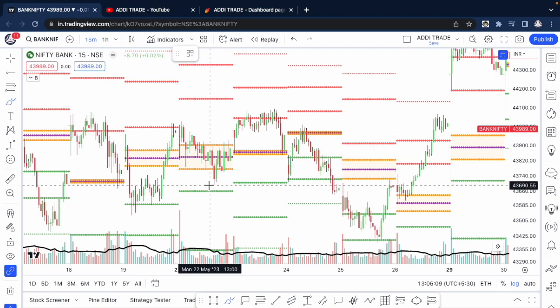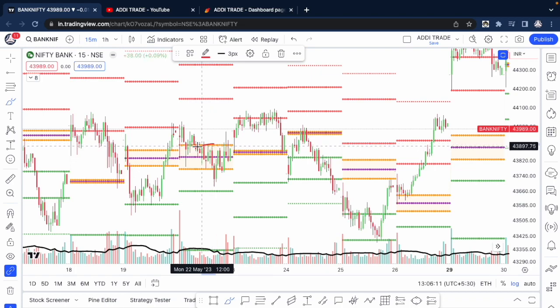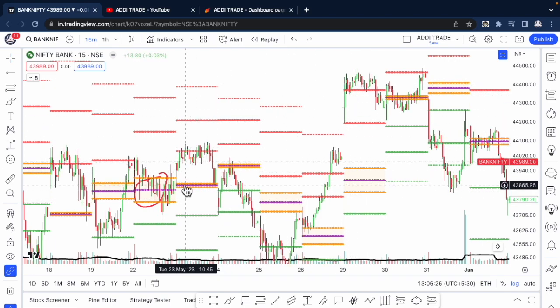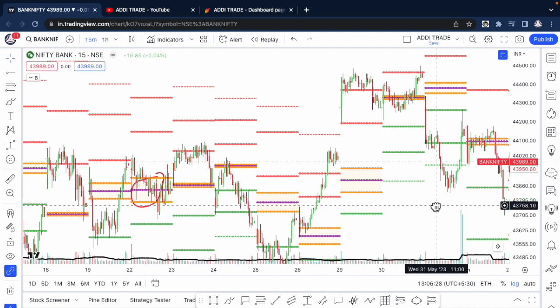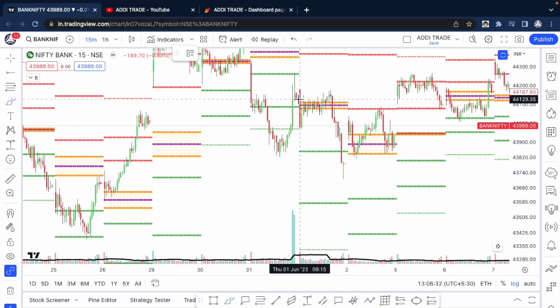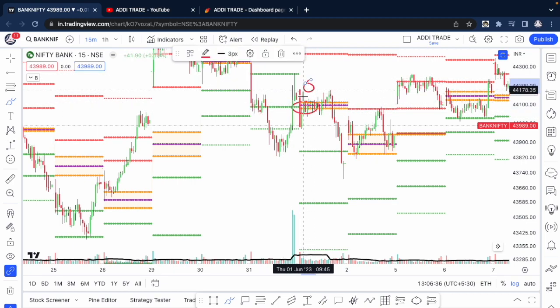See, whenever we see this type of a wide CPR, I would prefer not to go into option buying, but do option selling, because most likely it'll be stuck in a range. And if we get a huge gap up above R1, or if the next day's CPR is a narrow CPR and we open somewhere close to CPR, or in between R1 and CPR, or S1 and CPR, most likely we will have a nice trending day, right?